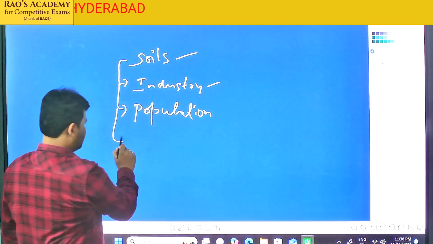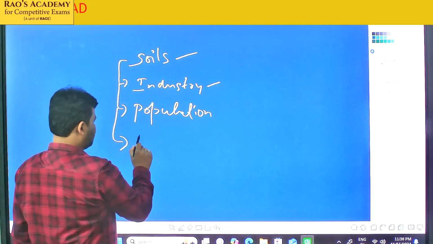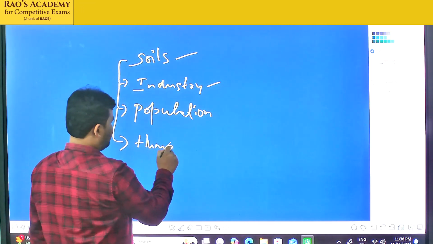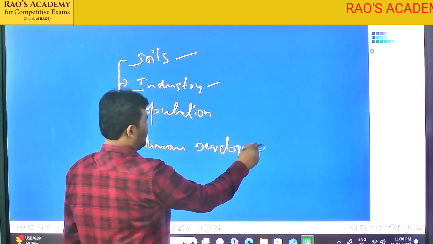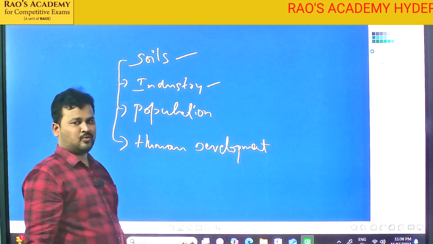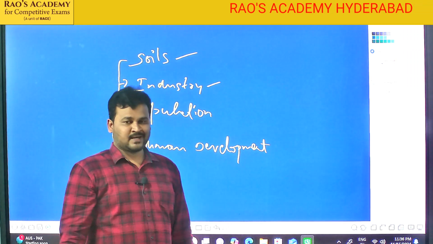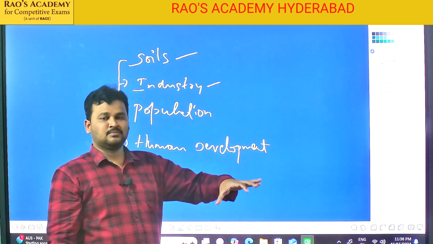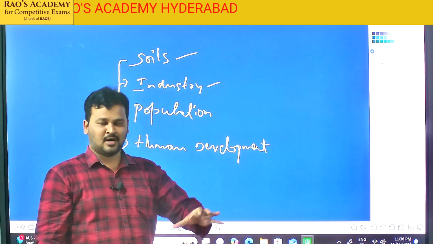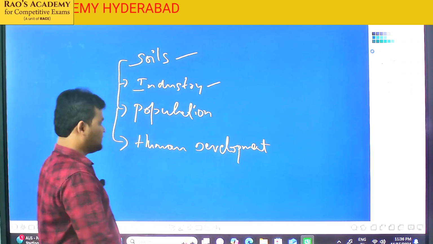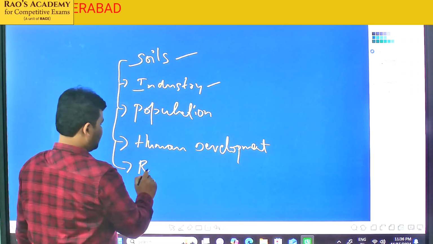And one more chapter is human development. Under this chapter, we will study the value of the human development index, and the parameters that need to be addressed for the development of human beings in India. All those concepts we will discuss under this chapter. And one more chapter is resources.